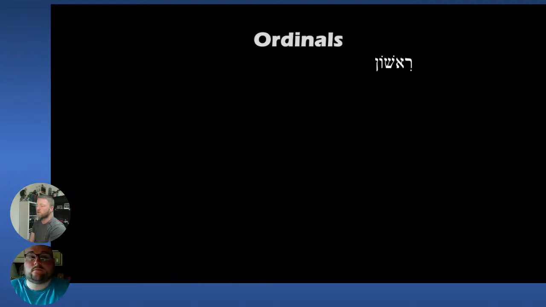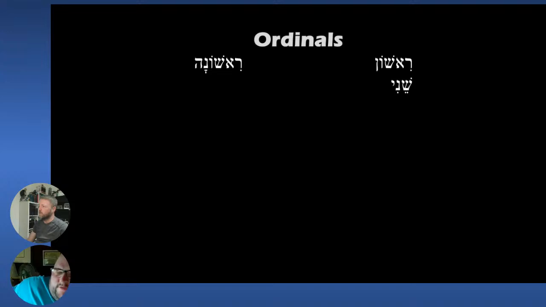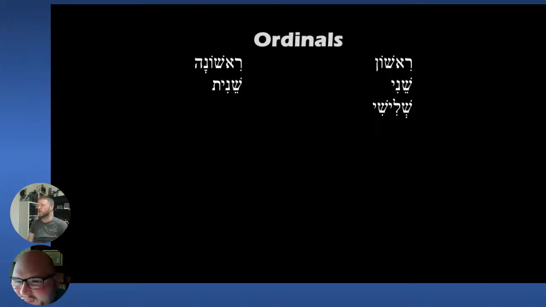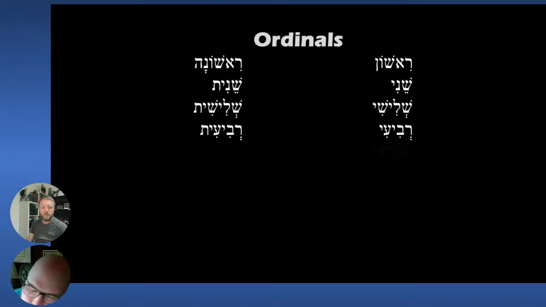Okay. Ordinal numbers, first, second, third. Rishon is related to Rosh. And Rosh is the head, it's the top, it's the first. Rosh, Rishon. Rishon is first. Feminine, Rishona. That's very predictable. Shani? Shini, Shinit. Shini, Shinit. Gets easy here. From Shalosh. Shlishi, Shlishit. Revi'i, Revi'it.